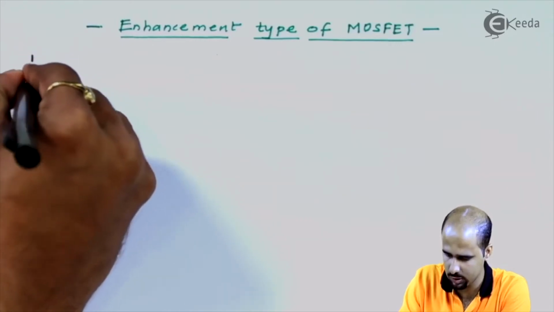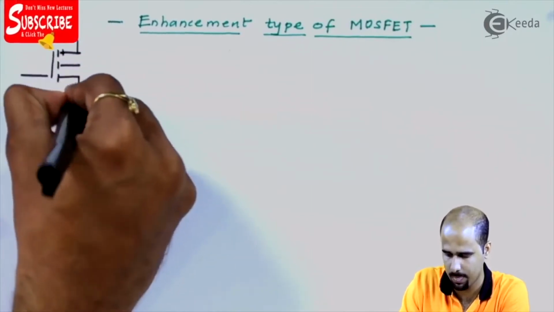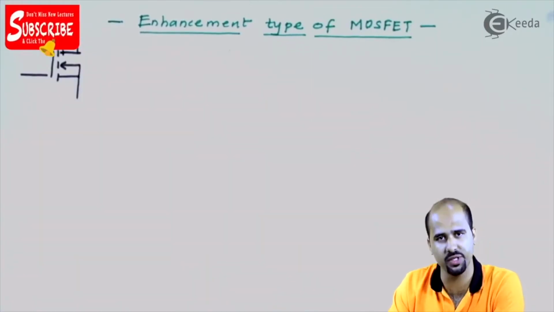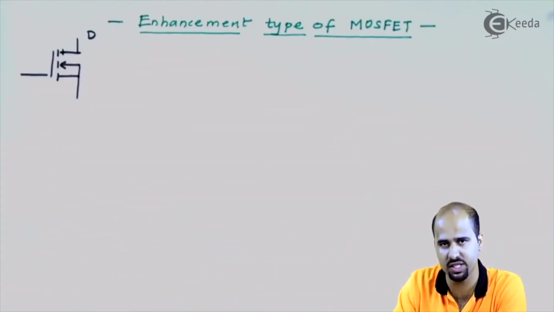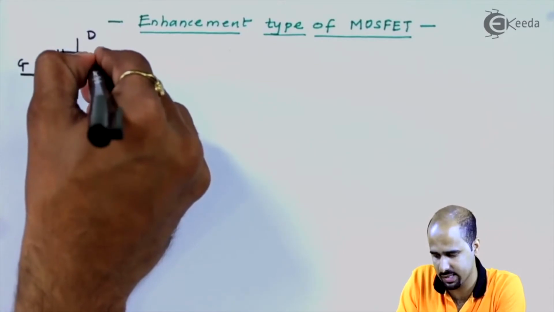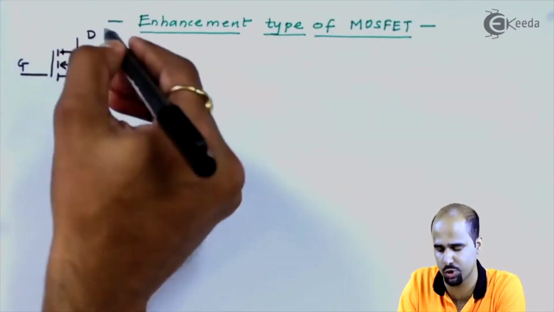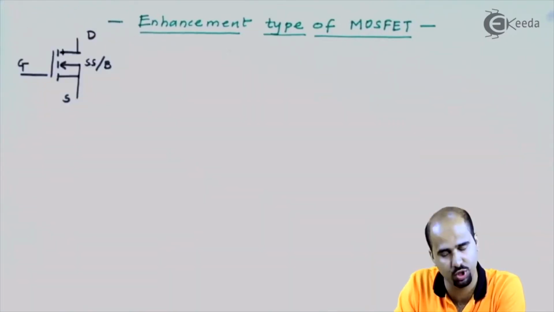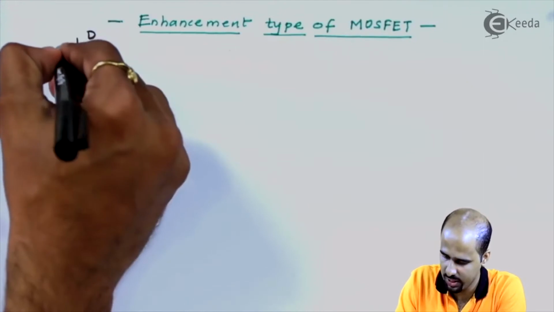Whenever we have to learn the enhancement type of MOSFET, this is the symbolic representation, where D represents drain, G represents gate and S represents source, and SS, which is shorted with source, is called the substrate or body, over which the whole enhancement type of MOSFET is formed, or I can say fabricated. Okay, so let us start.